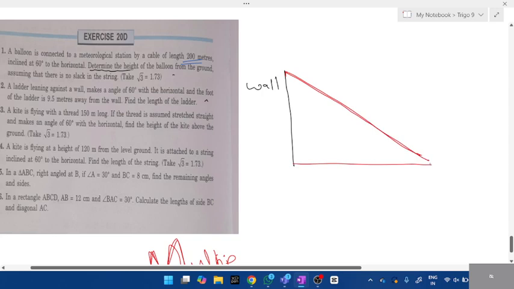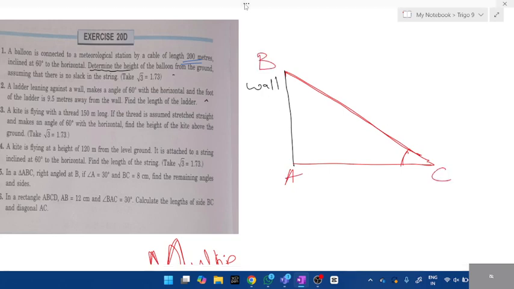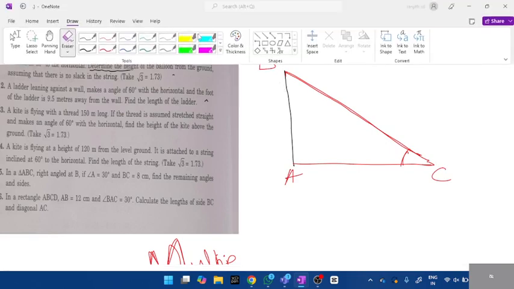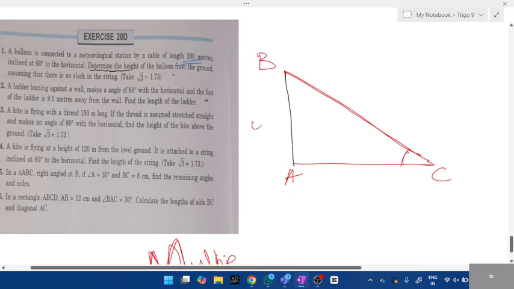And what is the angle made here, students? Between the horizontal line. Let me name A, B, C. Can you tell me which is the wall here? AB, BC, or AC? AB. AB is the wall. Okay. Which one is the horizontal line? Horizontal meaning is flat. AC, right? AC is the horizontal.